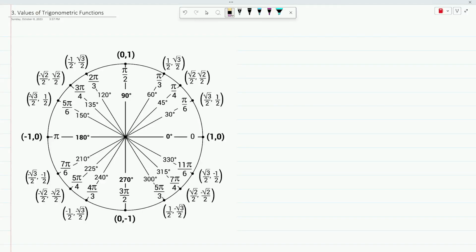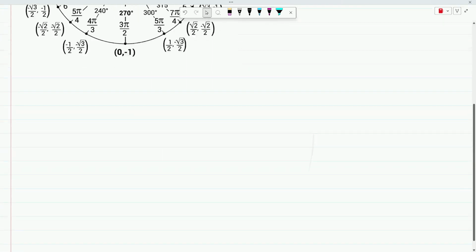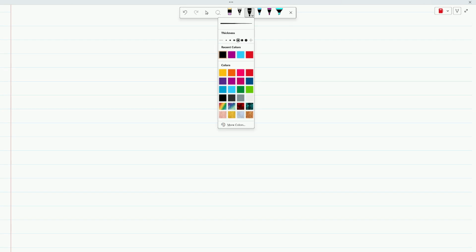In this video, Chapter 4, Section 3, Values of Trigonometric Functions, I'm going to show you how to get some of these values here, okay? So what we're going to do is scroll up here, and we're going to start with a right triangle. And this right triangle here is going to have the following characteristics, all right?